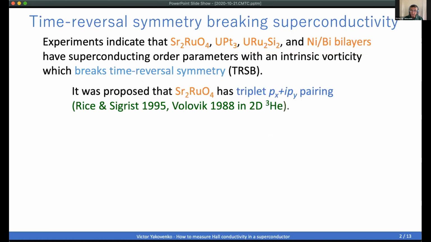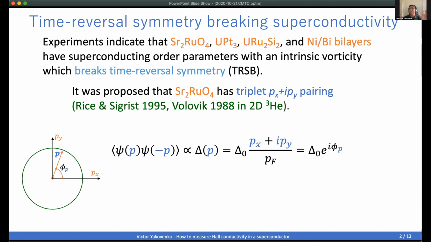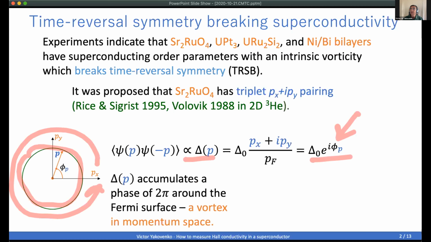And so the first material that was widely discussed was strontium ruthenate, Sr2RuO4. It was proposed to have p_x plus i p_y pairing, which basically means, in a nutshell, I don't want to go into realistic details, but if you have some Fermi surface and you have superconducting pairing, the pairing has a phase which is a function of momentum. If this phase has a winding, say 2 pi winding around the Fermi surface, that can be clockwise or counterclockwise. So that breaks time reversal symmetry.